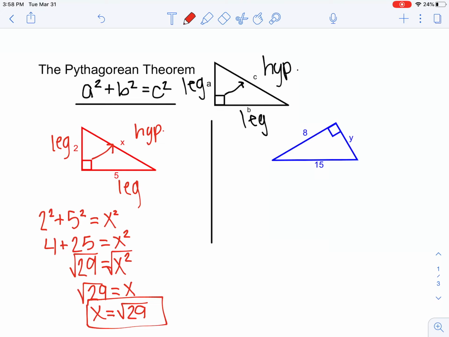Now would be a great time to pause this video and give the blue triangle a try on your own, and then you can resume this video when you are ready to check your answer.